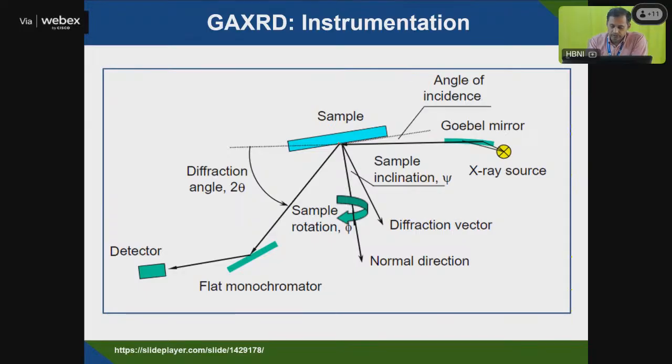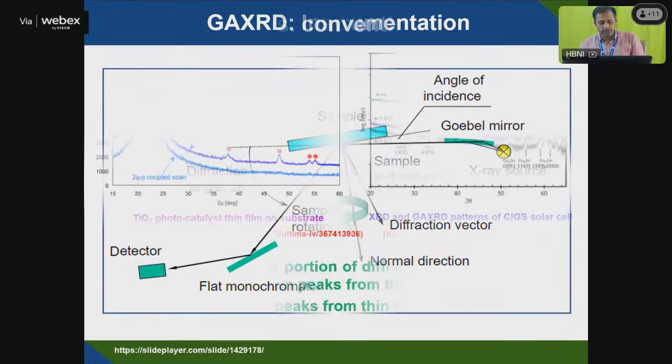You see that there is a sample, and here is an X-ray source. From the X-ray source, the incident ray is falling here. Then it's coming to the flat monochromator and then going to the detector. So the only difference is the angle of incidence is less than about 5 degrees here, but the rest of the things are almost the same.